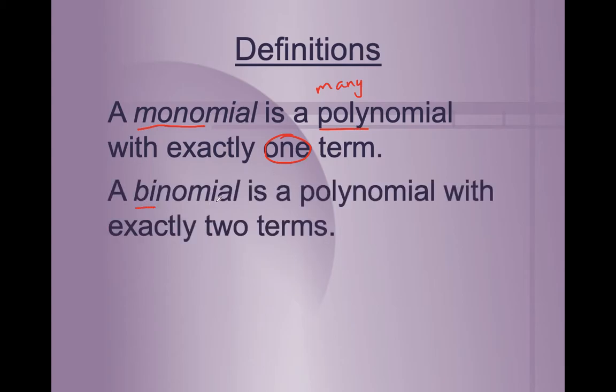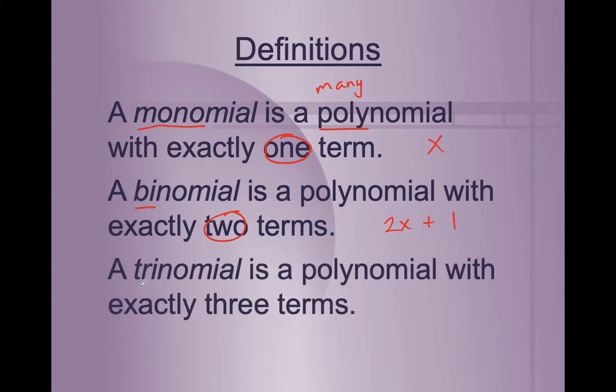What do you think bi means? Bi means two. So a binomial is a polynomial with exactly two terms. So one term, x. A binomial is two terms, so 2x plus 1. And a trinomial, tri means 3. So we've got 5x squared plus 2x minus x. And there we go.